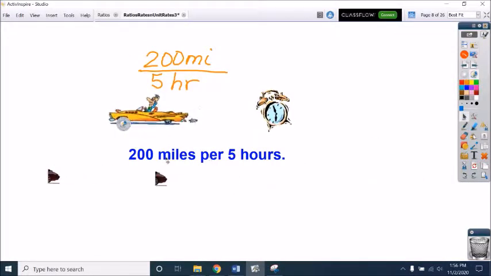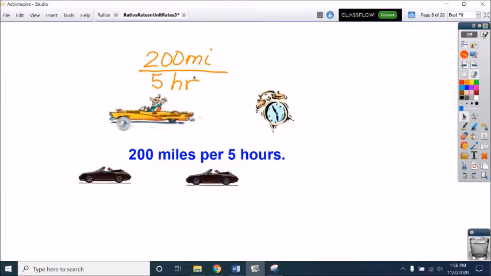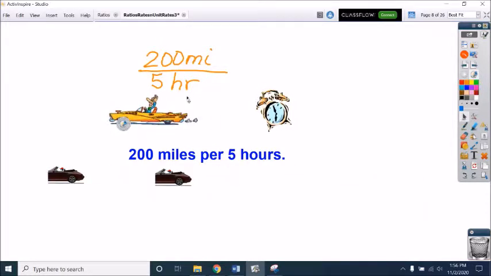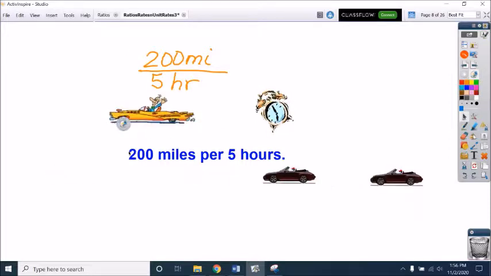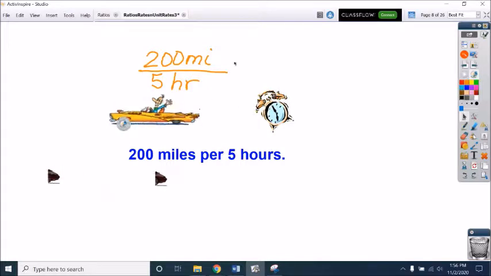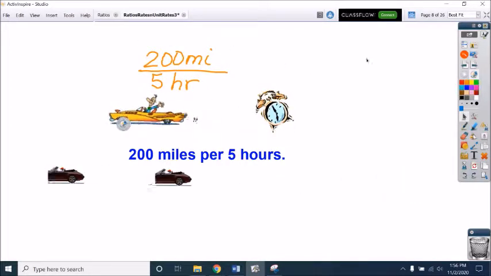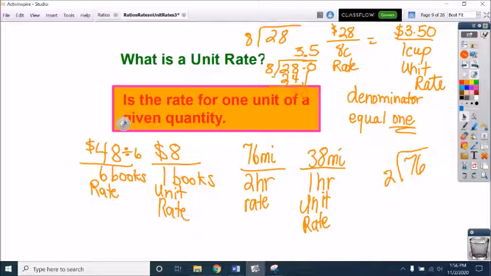So here I have the phrase 200 miles per 5 hours, or I could say 200 miles in 5 hours. So that would be 200 miles over 5 hours if I want to write it as a rate. This sentence is a rate, but for our purposes, we want to write the rate as a ratio using the fraction bar. And again, it's just a special ratio.